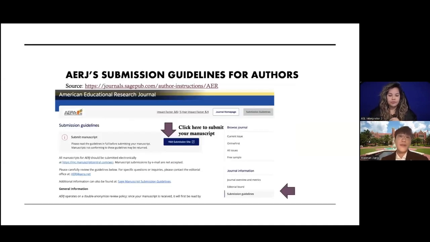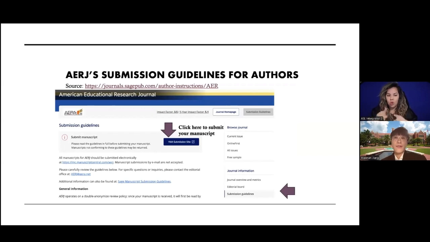Before submitting your manuscript, it is important for every author to review the submission guidelines listed on our official website. I put the URL link here and show the picture of the guideline page. After closely reviewing the guidelines, you need to click on the button to submit your manuscript, and it will direct you to the ScholarOne system.